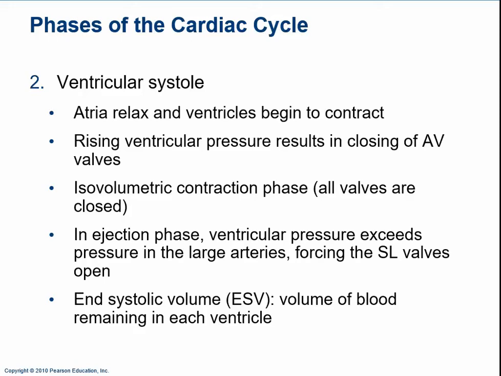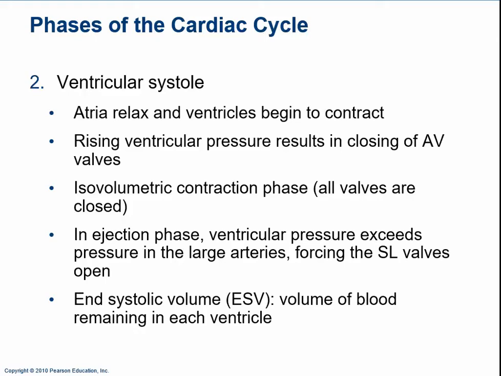So the left ventricle causes the mitral valve to close. The right ventricle causes the tricuspid valve to close. But the pressure isn't high enough to overcome the pressure on the semilunar valves. So for a very brief period, the pressure is rising, the AV valves have closed, but the SL valves, the semilunar valves, have not opened. And we call this the isovolumetric contraction phase. So all the valves are closed. Isovolumetric, the same volume. So the pressure is increasing without the volume changing.